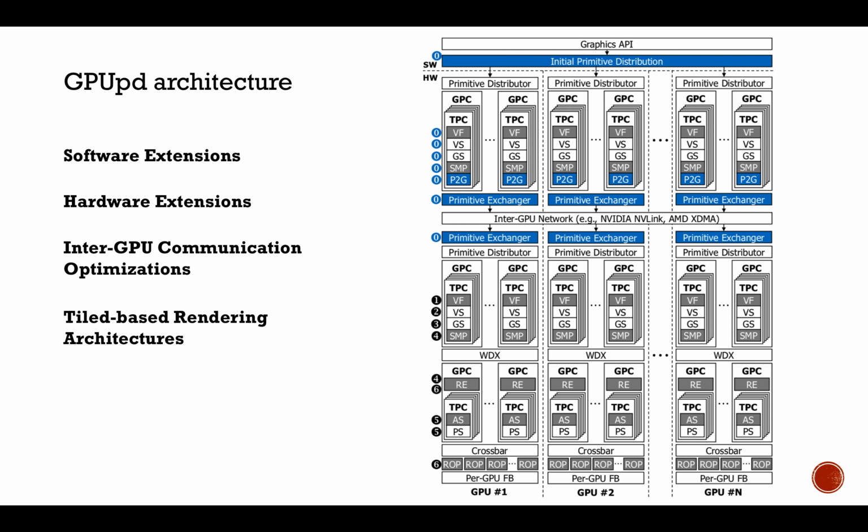In the third part, the inter-GPU communication optimizations, there are mainly two methods. The first one is draw command batching. This is used for reducing inter-GPU synchronizations. And the second method is run-ahead execution. This is used to further improve single-frame latency by utilizing the idle resources. The fourth part is tile-based rendering architectures. These architectures employ a two-step execution model with an on-chip Z buffer and frame buffer to reduce off-chip memory bandwidth consumption.